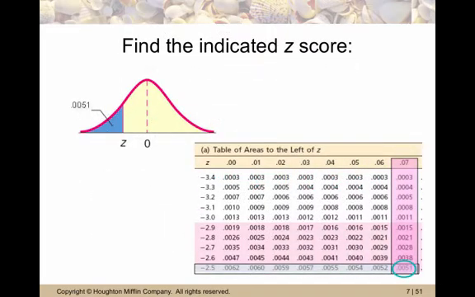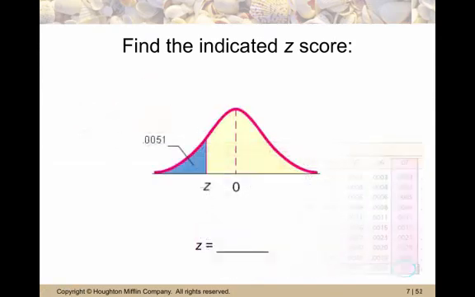Okay, so we want to find the indicated z-score. We want the z-score that marks off the lowest 0.0051, the area that is 0.0051 to the left. So we find that in the body of the table. You scan, scan, scan. Here it is. You can see that the units and tenths digits are negative 2.5, and then it's in the 0.07 column. So the z-score is negative 2.57.